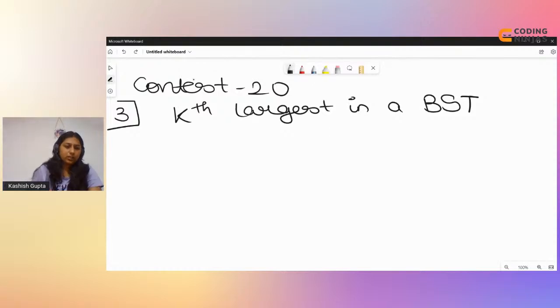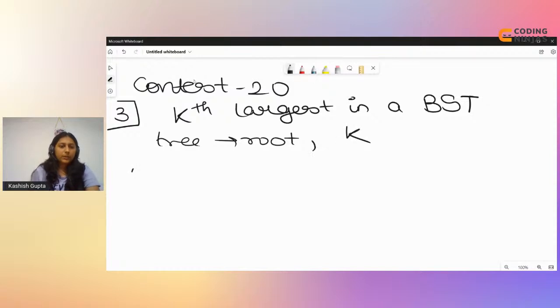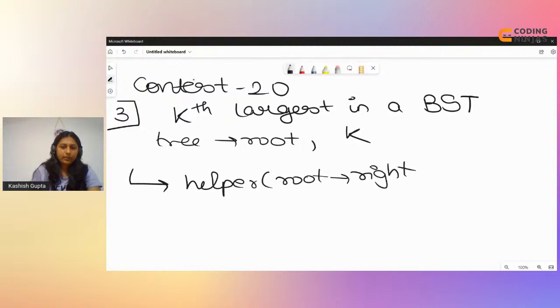हमें एक ट्री दे रखा होगा इनपुट में. ट्री मतलब बेसिकली रूट नोड दे रखी होगी और एक के दे रखा होगा. हमें पता है हम पहले ऐसा कुछ करेंगे कि हेल्पर फंक्शन रूट राइट, some calculation and then helper root left.